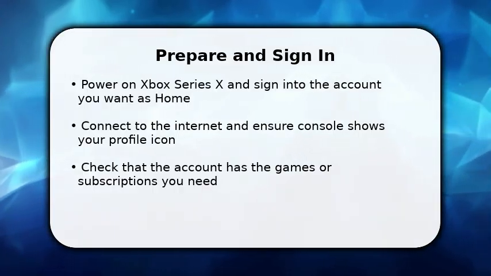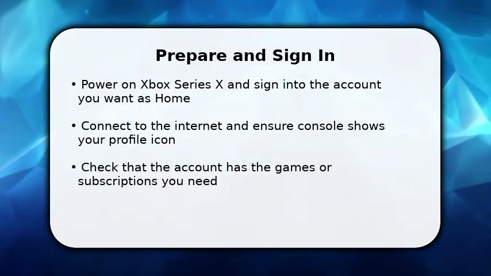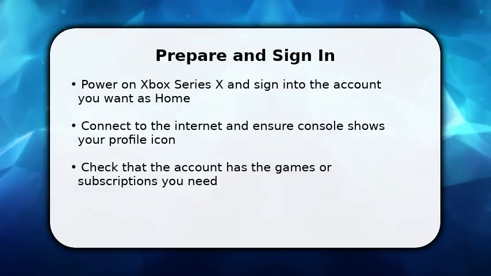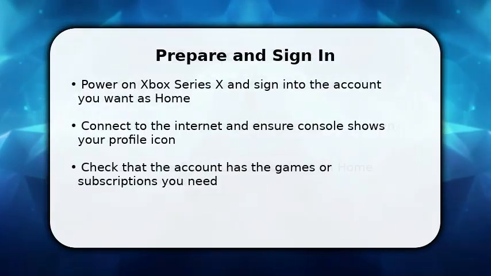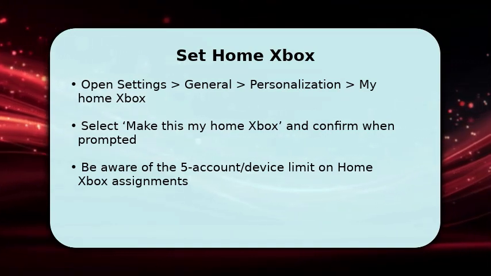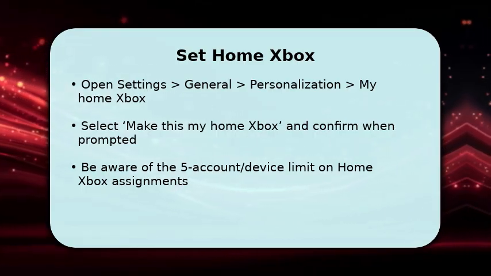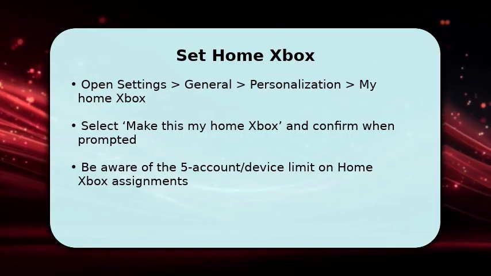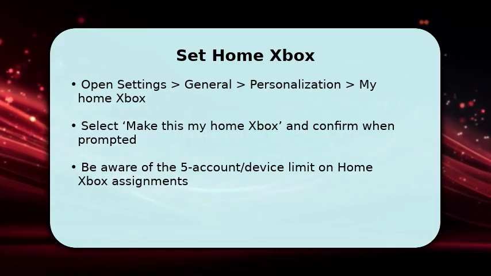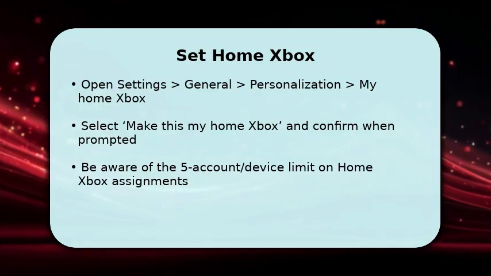If not, switch profiles. This step ensures the console can verify ownership so other users on this Xbox can access content later. Now navigate to Settings, then General, Personalization, and My Home Xbox. Select the option to make this console your home Xbox and confirm the choice when the system asks. This ties your digital licenses to this console so other profiles can play your games offline.